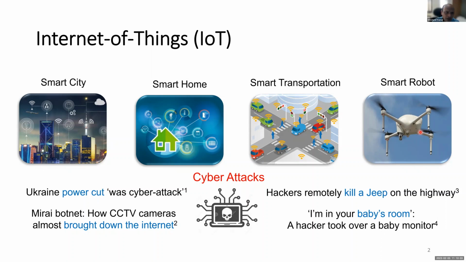Similarly, when the Mirai botnet was utilized to launch denial of service attacks on a variety of web servers, this Mirai botnet actually exploited CCTV cameras to launch the attack. So then it was a big issue. Similarly, hackers have shown compromising a vehicle running on a highway. And then, of course, smart cameras have been easily hacked, and there have been many such cases.